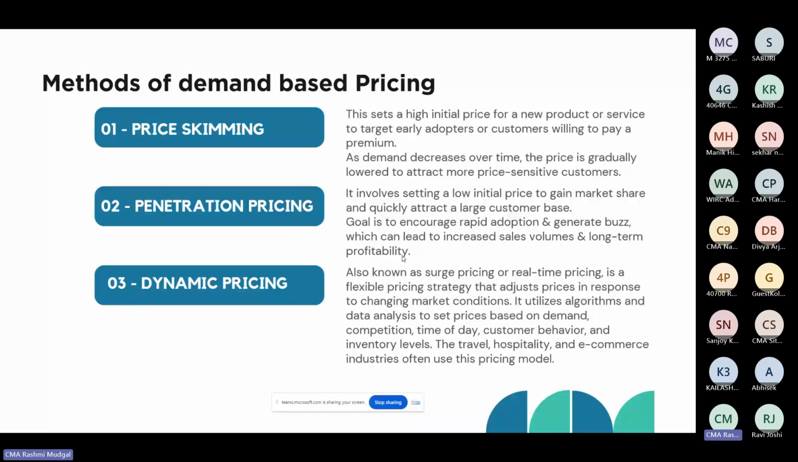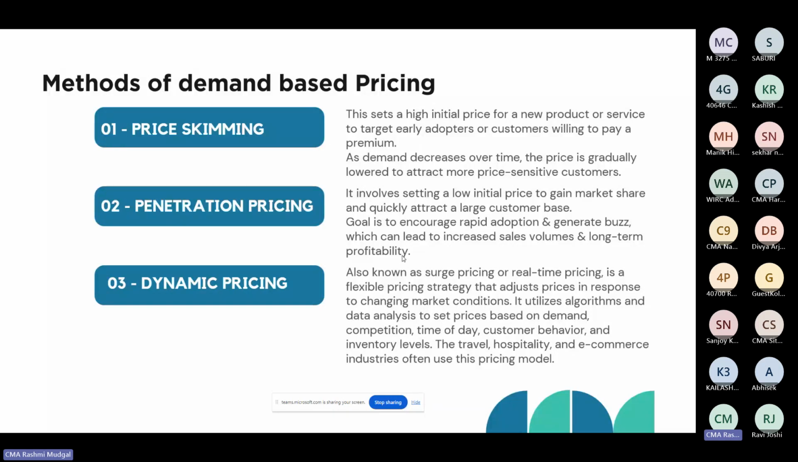what I'll do is put a higher price, and people will definitely pay the premium price because they want this product, and it is a luxury product, or a product very unique from others, which makes them also feel unique somewhere. So I'll set a high initial price for the new product or service to target early adopters and customers willing to pay a little premium.